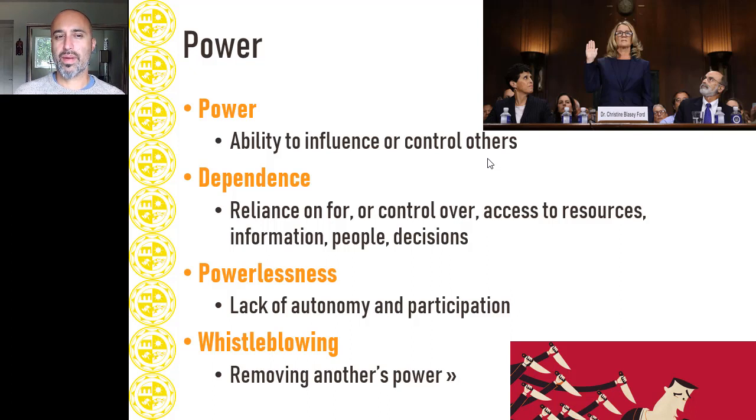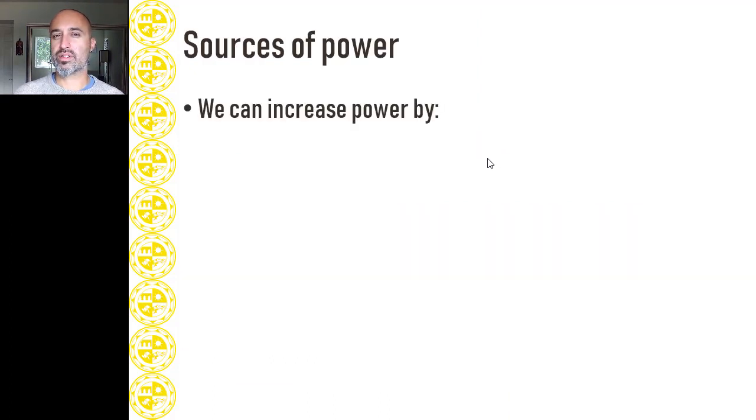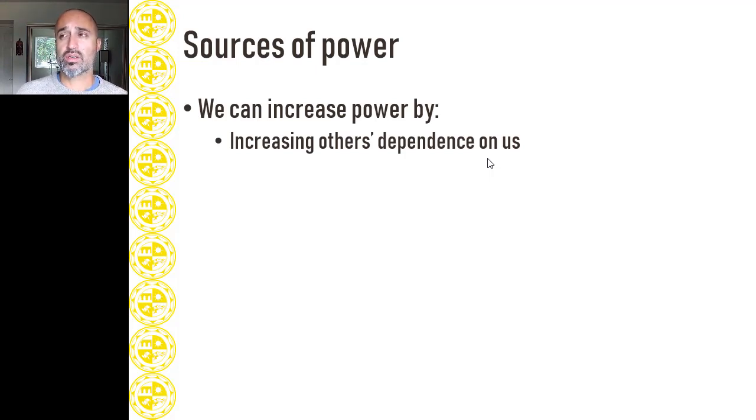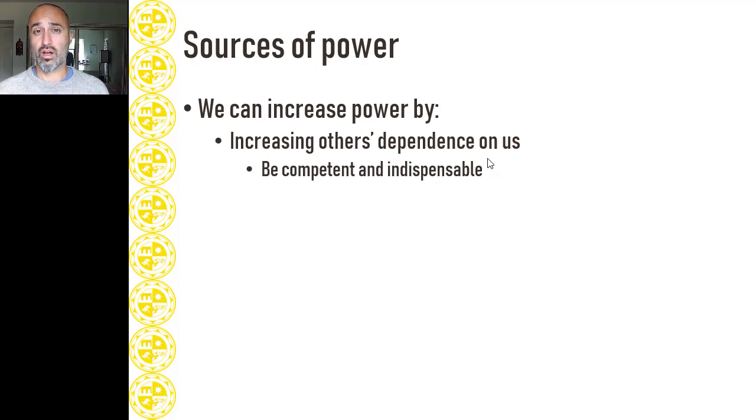Okay, so where do we get power from? How can we increase our power? Well, one thing we can do is we can try to increase other people's dependence on us. So how do we make people more dependent on us in the workplace? Well, one thing you can do is you can be really good at your job, be really competent, be indispensable. And if you're indispensable, if you're the only person who can do your job as well as it's being done, then people depend on you, and that's a source of power.